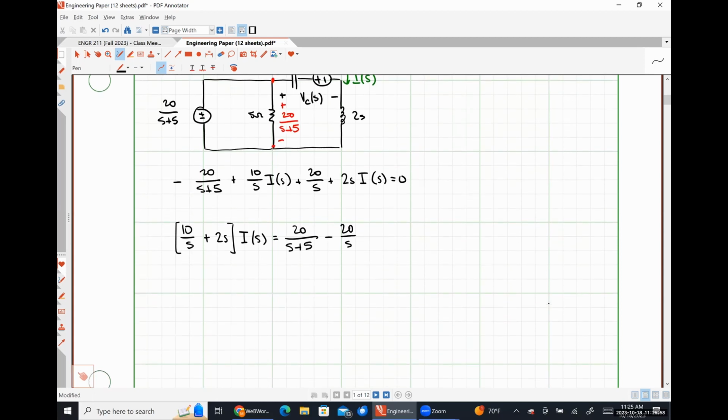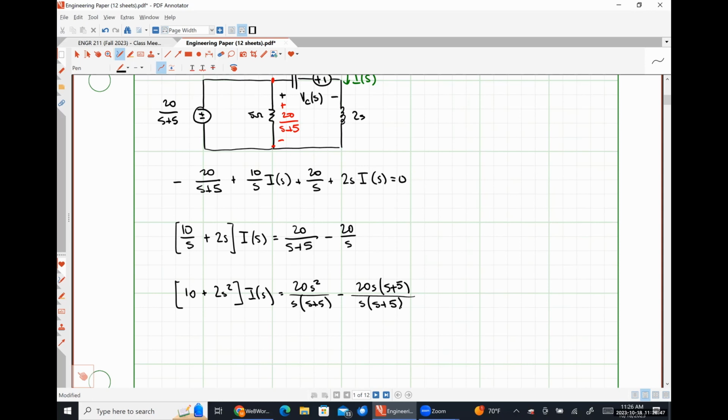So let me think about this. So we would have 10 plus 2S squared times I of S will be equal to 20S squared divided by S times S plus 5, minus 20S times S plus 5 over S times S plus 5. Let me double check the algebra here because I'm doing it in front of you, which terrifies me.